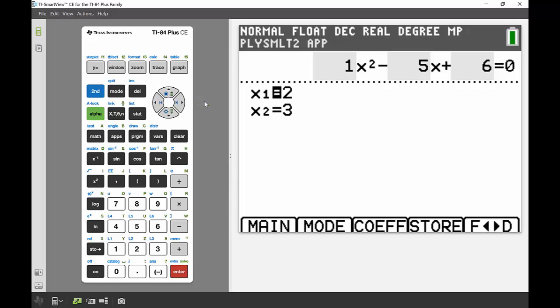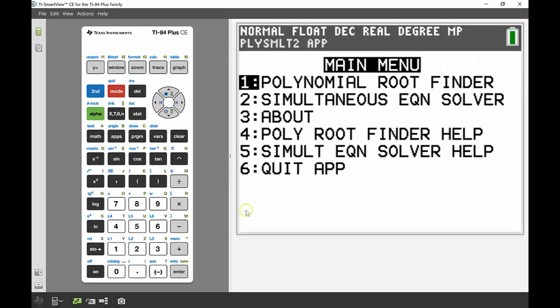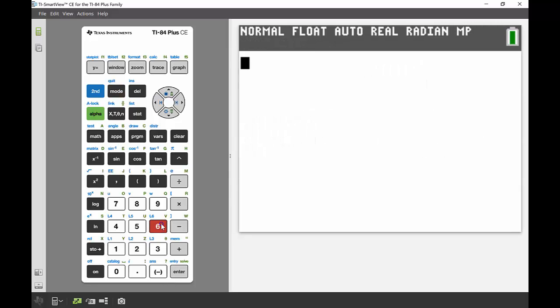Okay, now I'm going to quit out of the app, and we're going to do a couple of calculations using those 2 roots as well. There's a couple of different ways you can quit, but I like to just use second quit because I know it pretty much works on everything. And then here you can see number 6 there is quit app, and that takes me back to my main screen. So from here, I needed to find the y-intercept and the turning point of that equation.